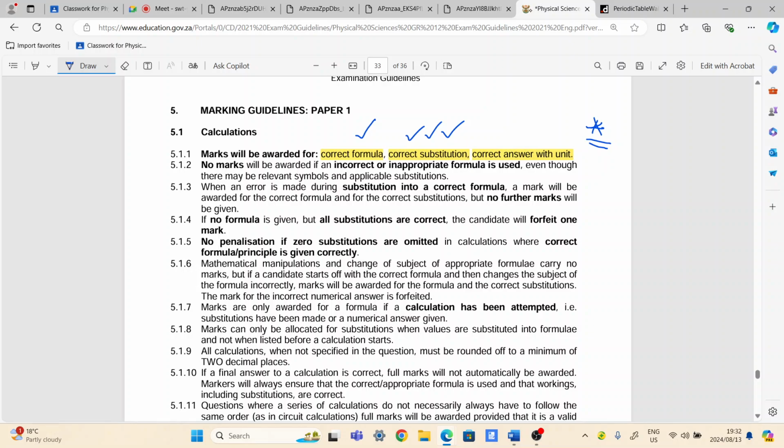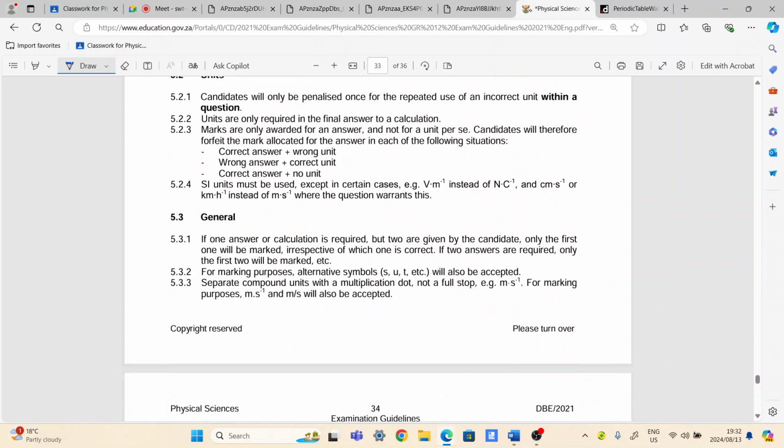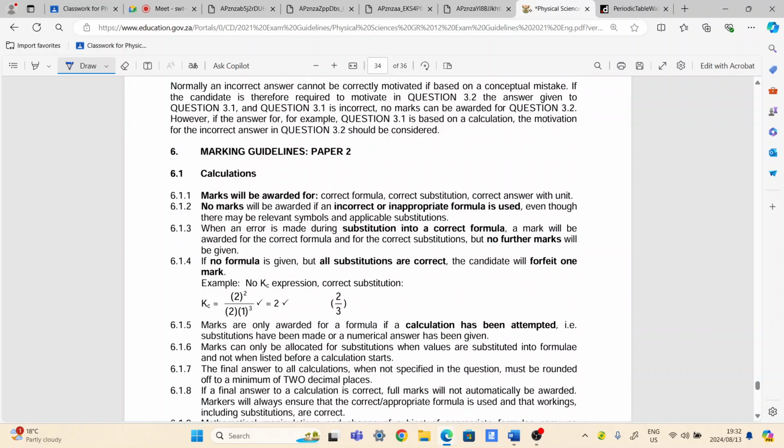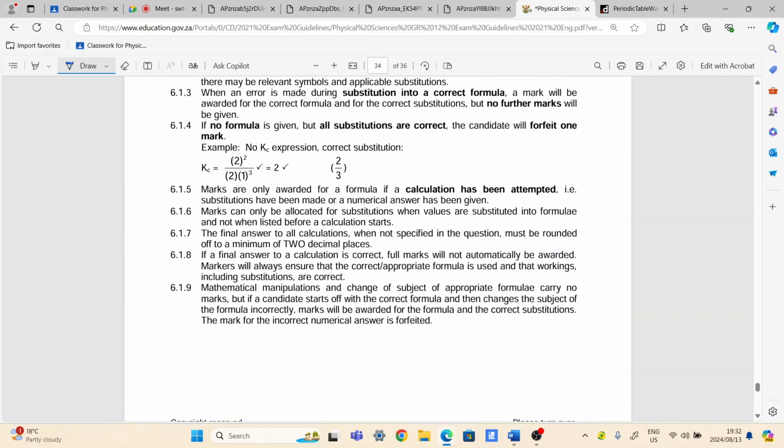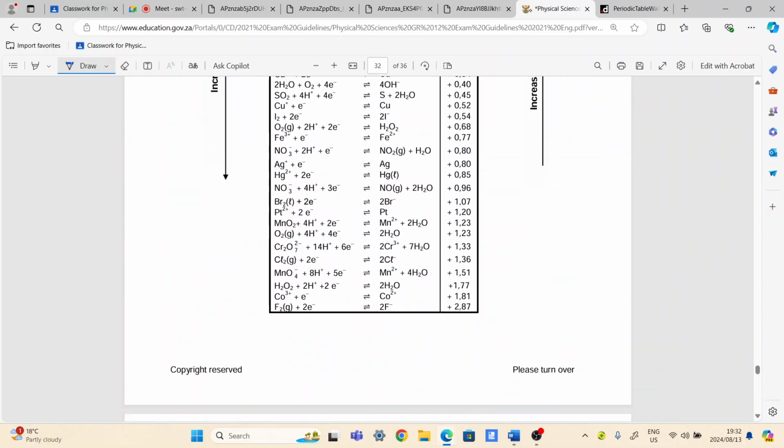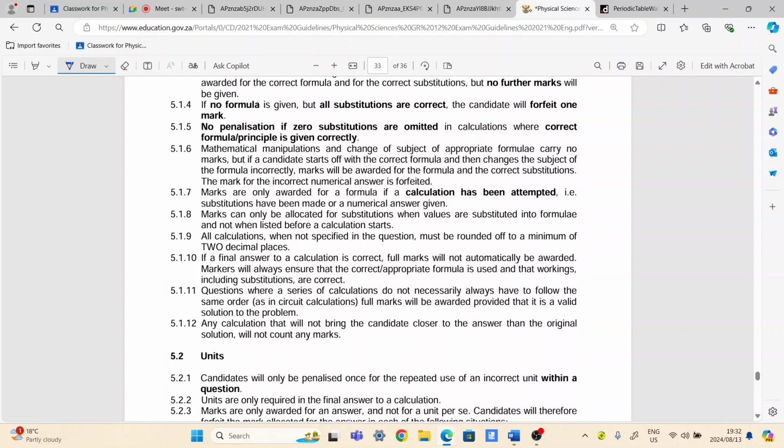Then to focus on when errors are made during the substitution of the correct formula, a mark will be awarded for the correct formula and for the correct substitution. So that's what I explained here. You can get a mark for the correct formula and the one correct substitution, but then you'll just lose the mark for the second substitution and the final answer. Okay. So that's important.